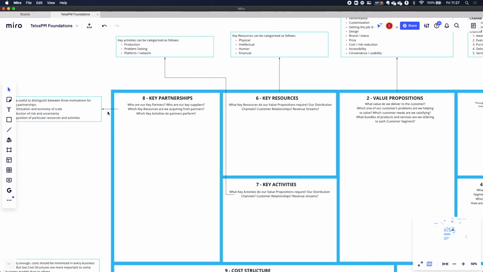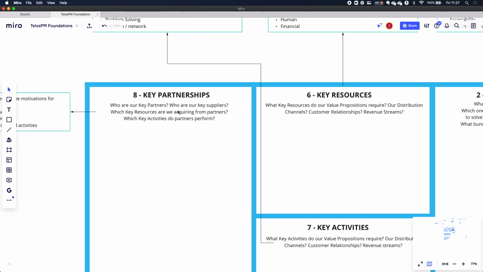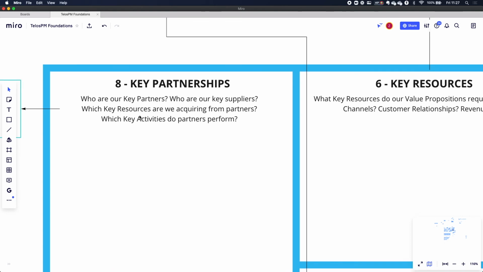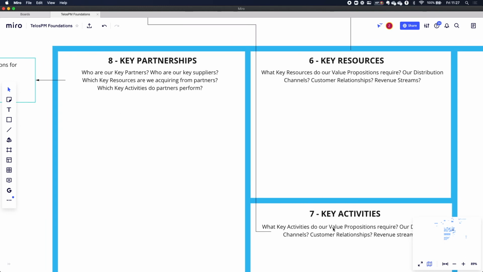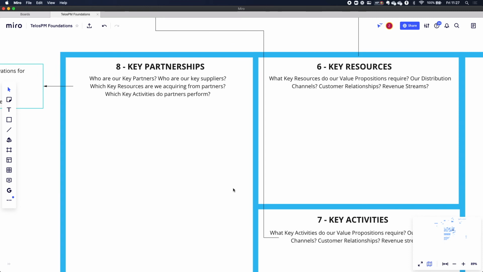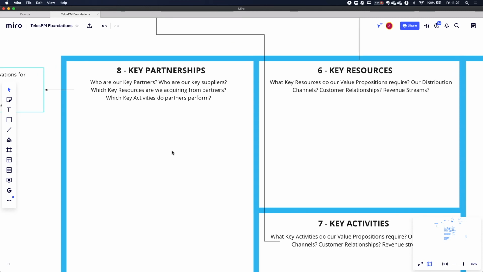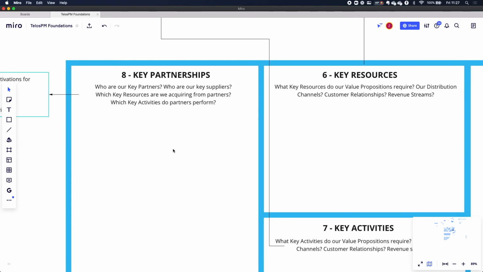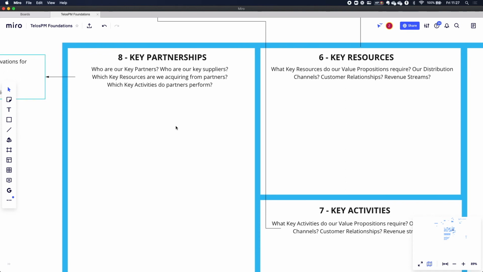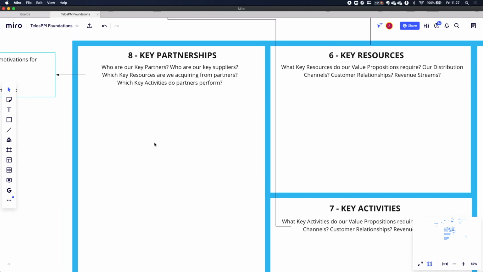So last on the left-hand side over here is your key partnerships. So who are your key partners, your suppliers, the resources you're going to acquire from the partners, and the activities that the partners will perform. So taking a lot of the thought that you had from the activities and saying, okay, well, maybe some of these I can't do myself. Maybe I need to outsource them. So this is where you're looking at agencies, partners, suppliers to bring in. If you can't produce a product yourself, who can you get to produce it? And what are the activities that they're going to do, and how are you going to manage them?